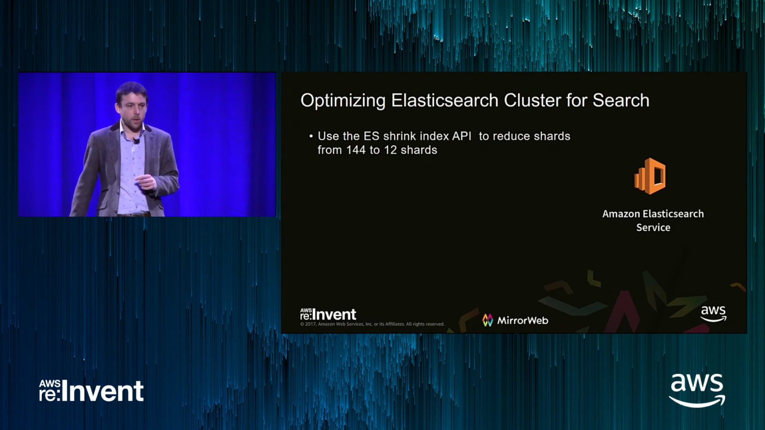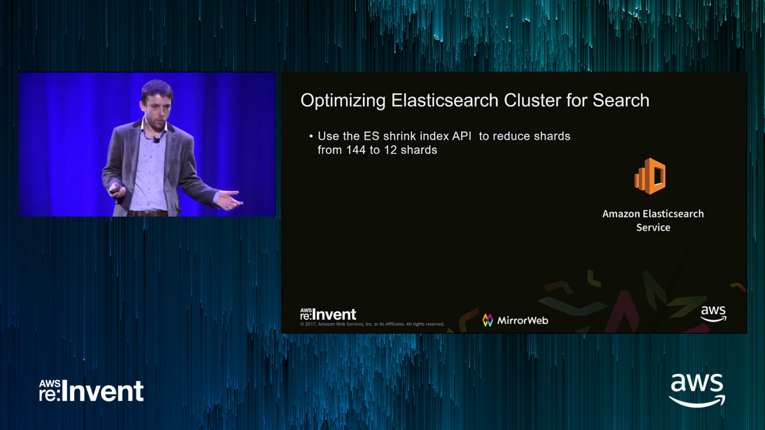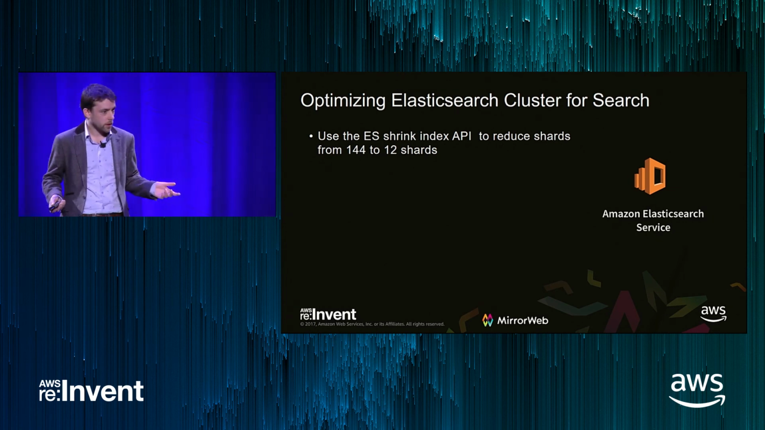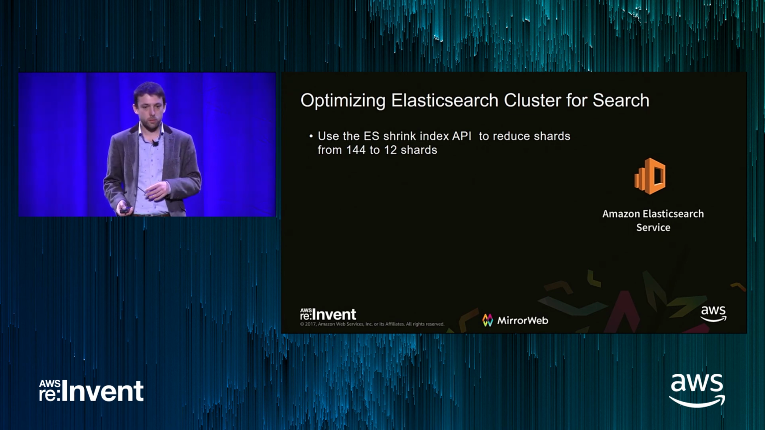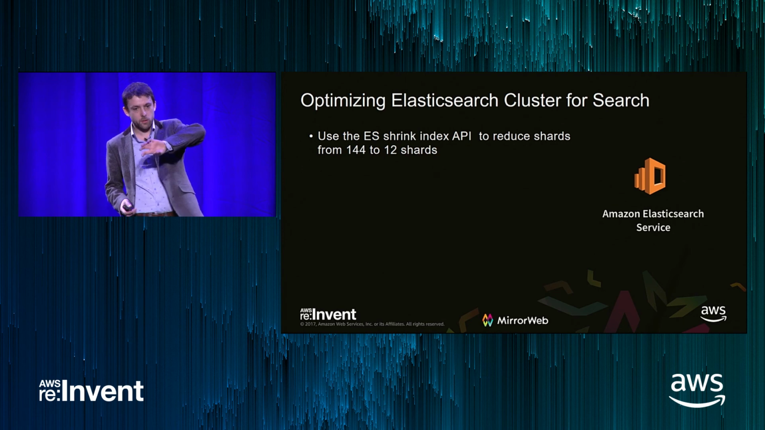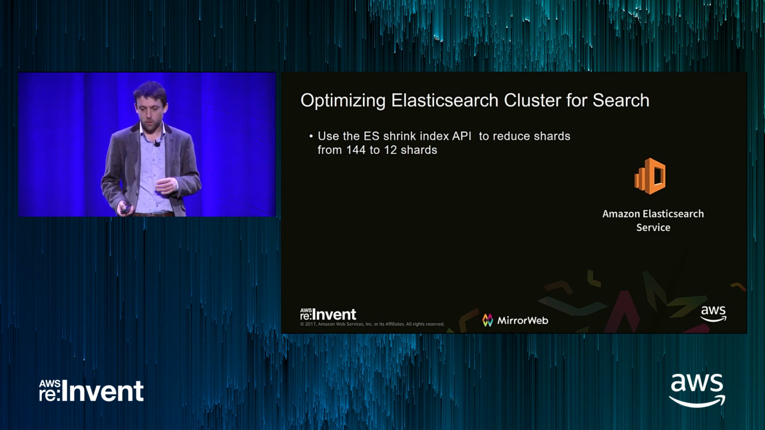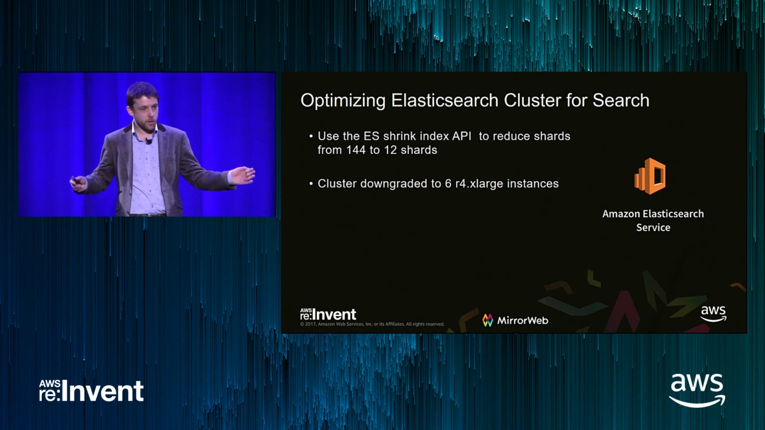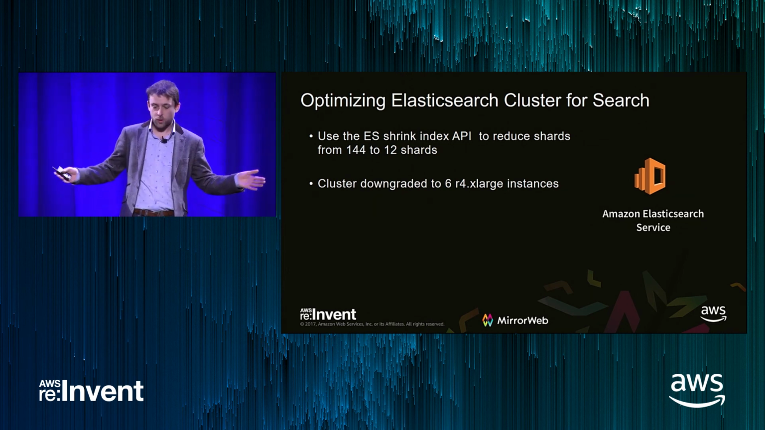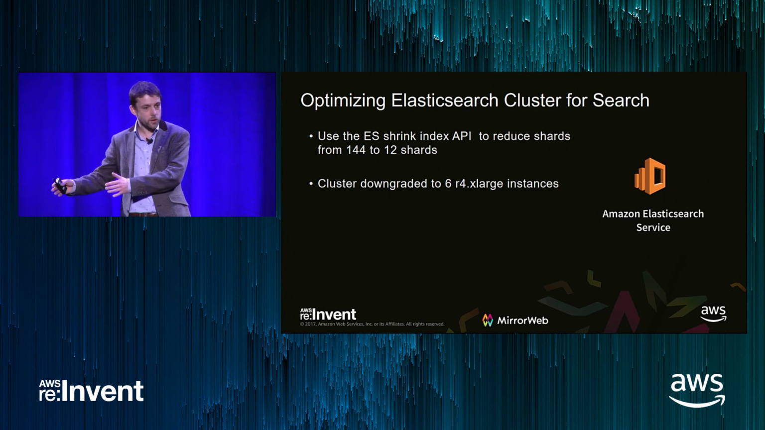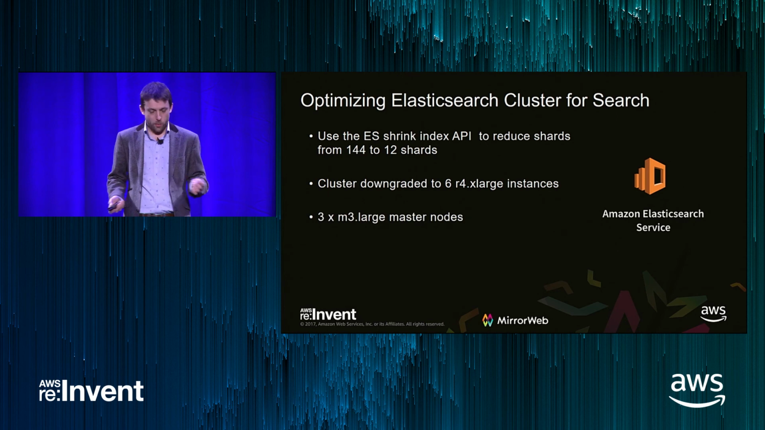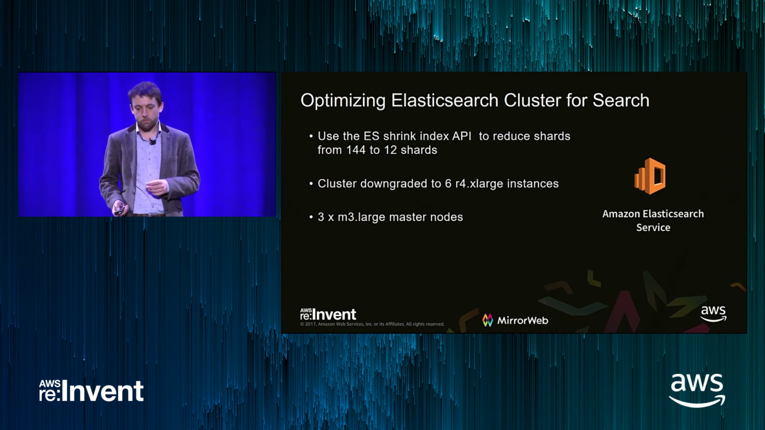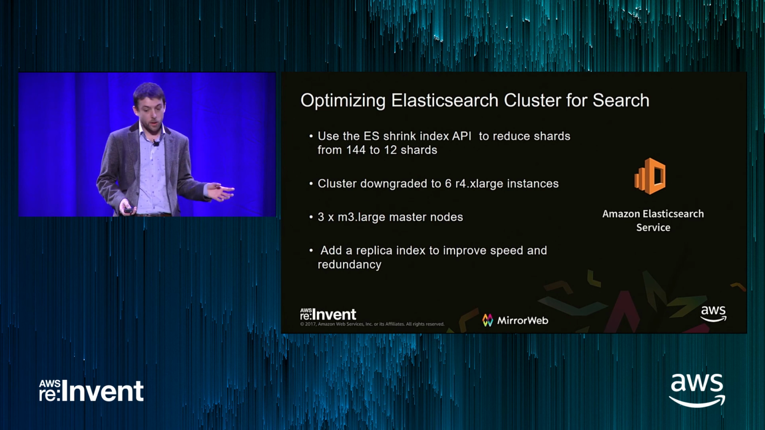So running at 144 shards wasn't something I wanted to do in production, and so we actually used the ES shrink index API to reduce the shards down from 144 down to 12. That creates a copy of the index with the smaller shards, and then you remove the old one. And then we downgraded the cluster. This was one of the features of Amazon Elasticsearch. We were able to shrink the cluster down, and it managed it all down to 6 R4 X large instances. And then we have 3 M3 large master nodes. And then finally, we added a replica index to improve speed and redundancy.